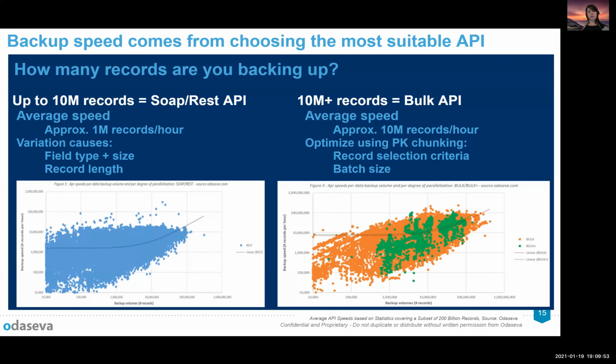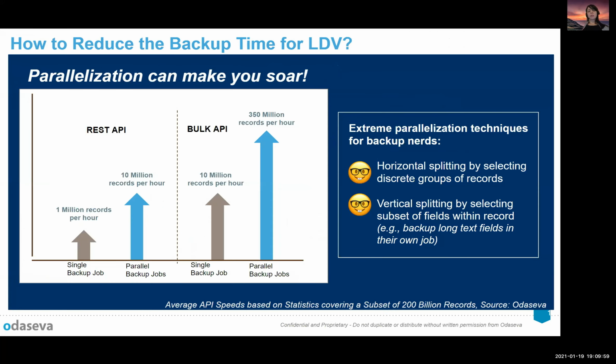So it's not even going to work for you. The other thing that you can do to decrease your backup time for large data volume is parallelization. It's to take those different backup jobs, might they be REST, Bulk, or SOAP, and so on, and launch several of those jobs at once.